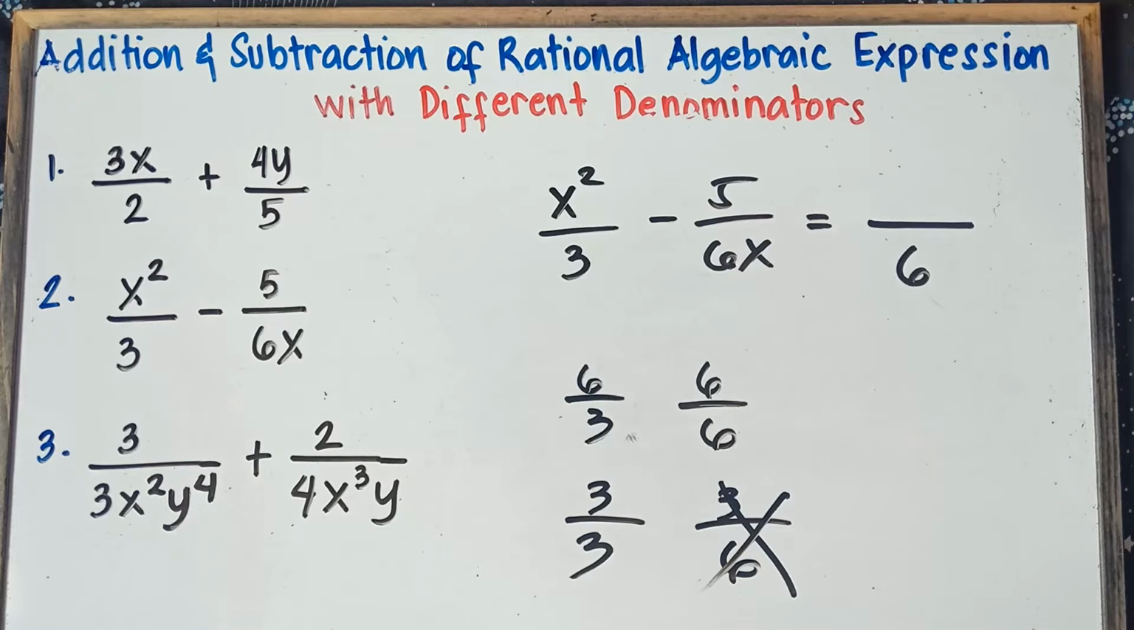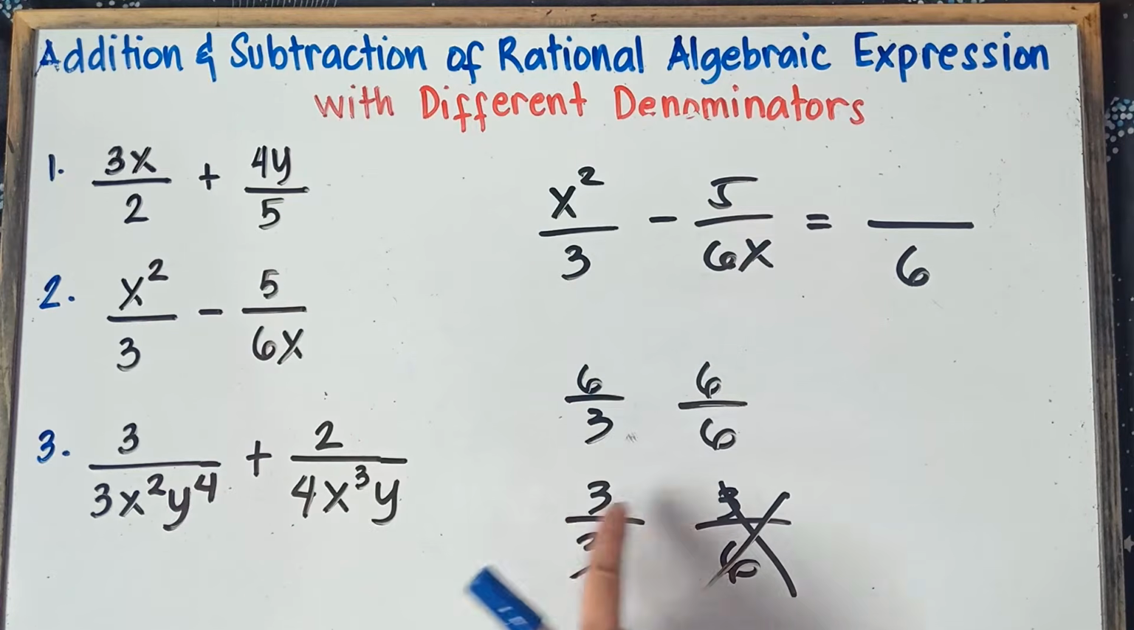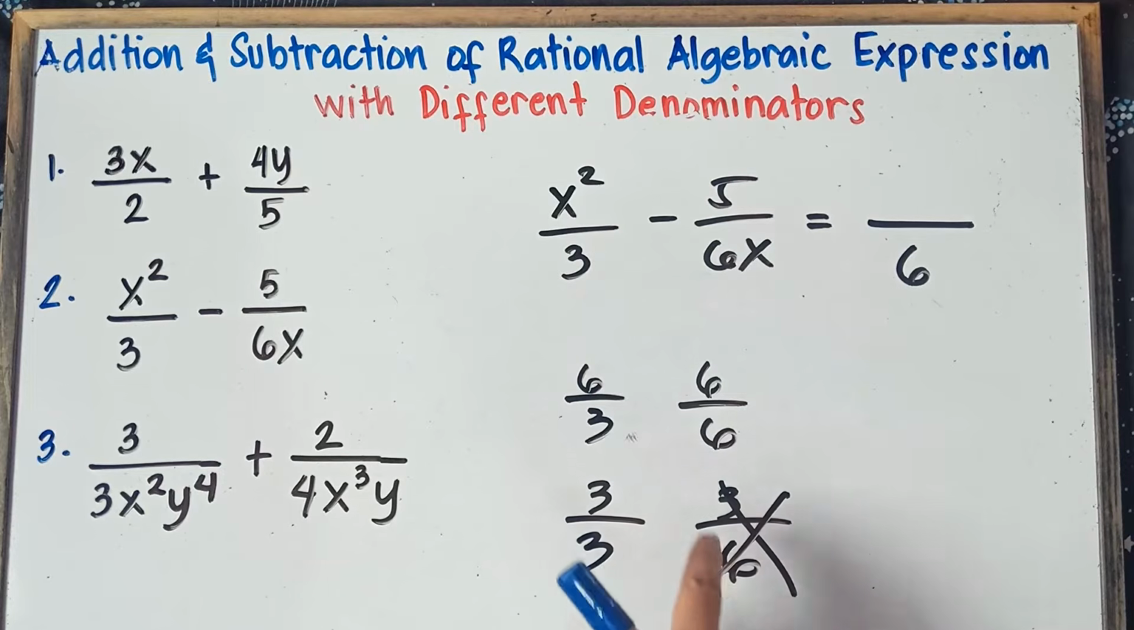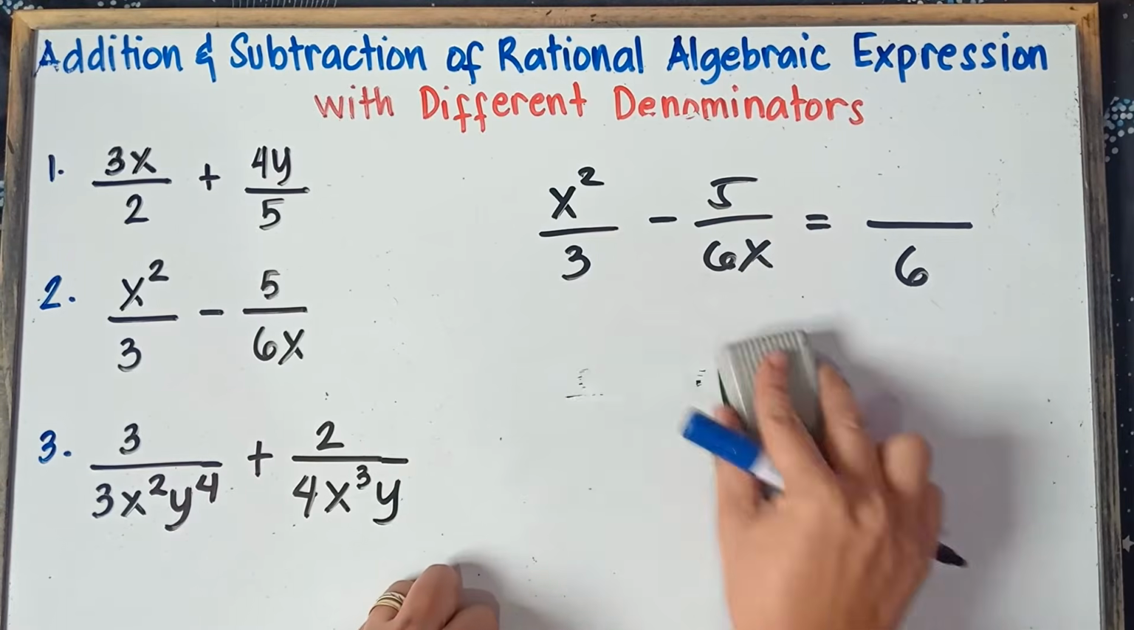You will get a decimal answer. You're not allowed, class, to have a decimal answer. Once again, class, you can never choose 3. We can divide 3 by 3, but we cannot divide 3 by 6. You're not allowed, class, to have a decimal answer with regards to rational algebraic expressions. So therefore, class, our LCD should be 6.